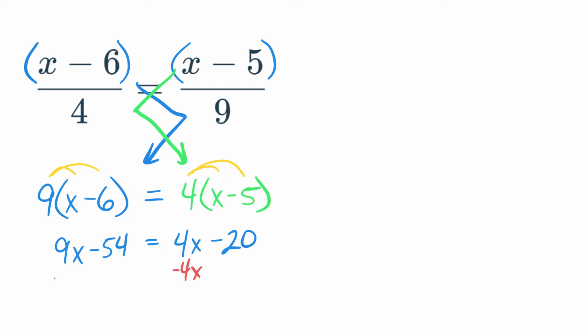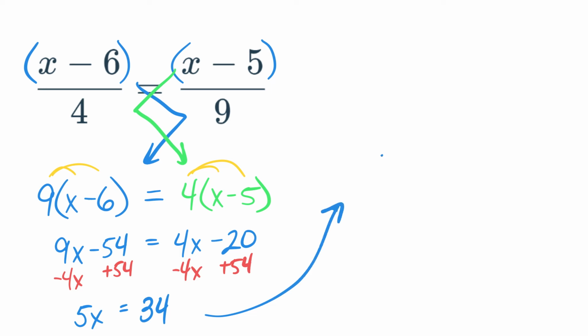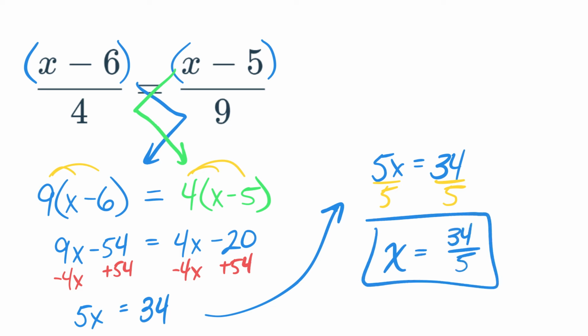Going to move the 4x over to the 9x, and I'm going to move the 54 over to the 20. So 5x equals 34. And we're going to leave this in the fraction form, 34 divided by 5.